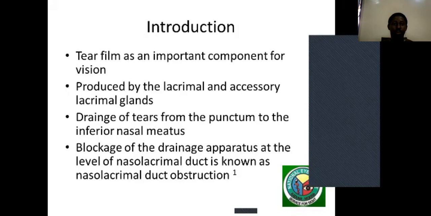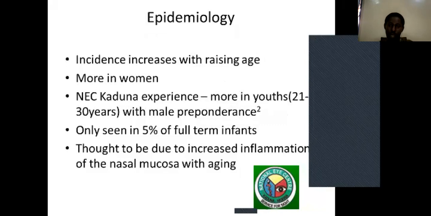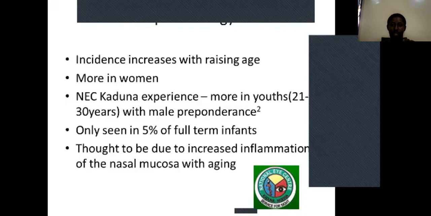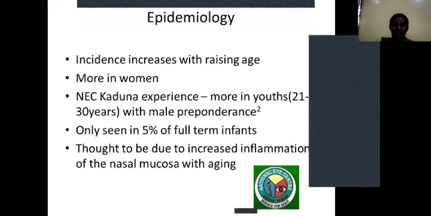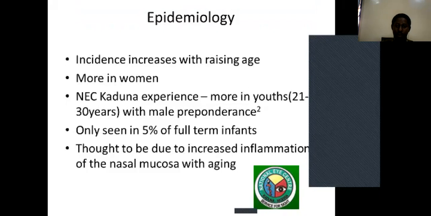Now, epidemiology has been noted to increase with rising age, particularly in the Western world, more in women. However, in our experience at the National Eye Center, in the 10-year study which we did, we realized that it is more in youth, basically between ages 21 to 30 years, with a male preponderance. This may be connected to the fact that most of them are traumatic nasolacrimal duct obstruction. It's also known to be seen in 5% of full-term infants, and the etiology is known to be due to increased inflammation of the nasal mucosa.